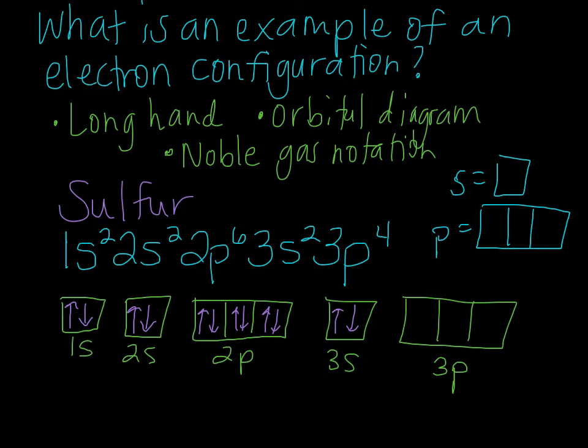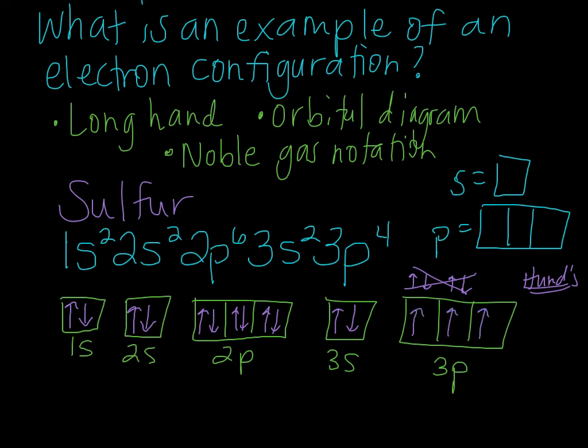Now most people want to go ahead and draw 1, 2, 3, 4. That would be incorrect. And the reason for that is Hund's rule, so make a note to yourself. Hund's rule says that you have to put 1 in each box before you start pairing them up. So what we're going to do, we have 4, so I'm going to put 1, 2, 3.